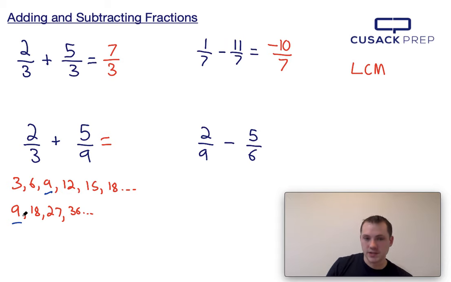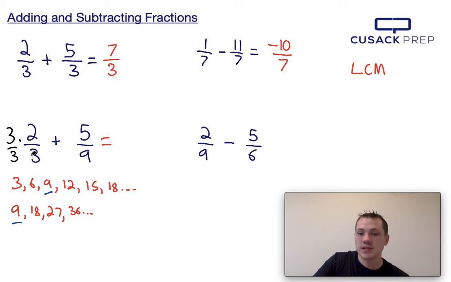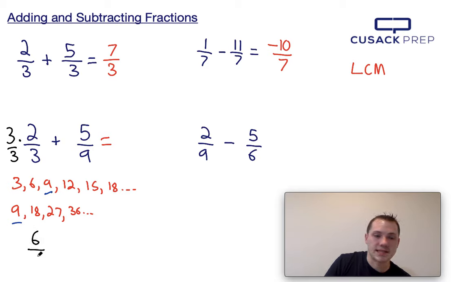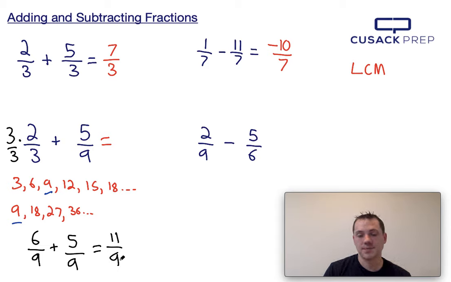Now what we have to do is make both of these denominators equal to 9. So I'm going to multiply this by 3 over 3. The reason I do that is when multiplying fractions, you multiply straight across the top and straight across the bottom. So this 3 times 2 becomes 6, and 3 times 3 becomes 9. So now we have 6 over 9 plus 5 over 9, which is just going to give us 11 ninths.